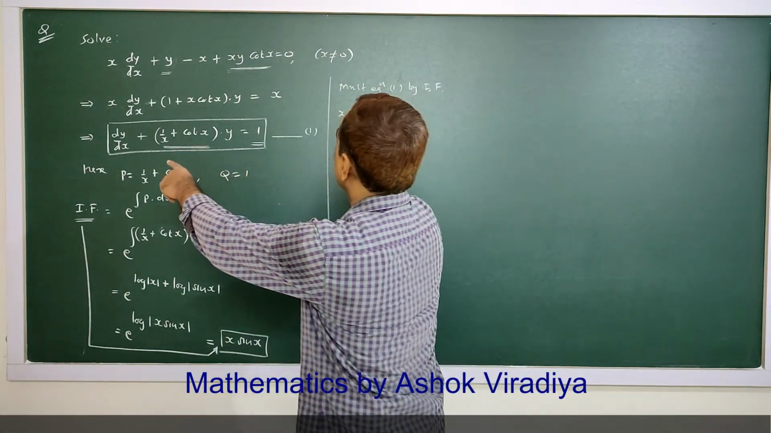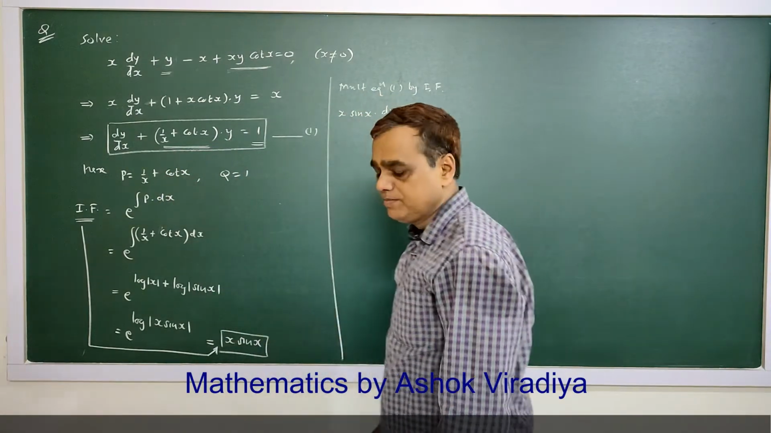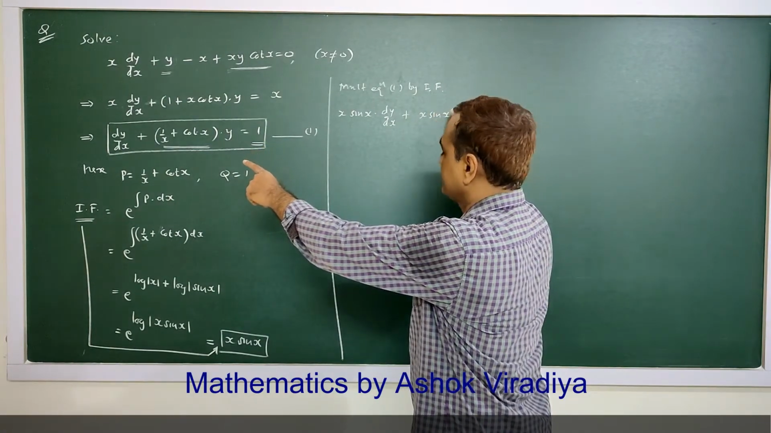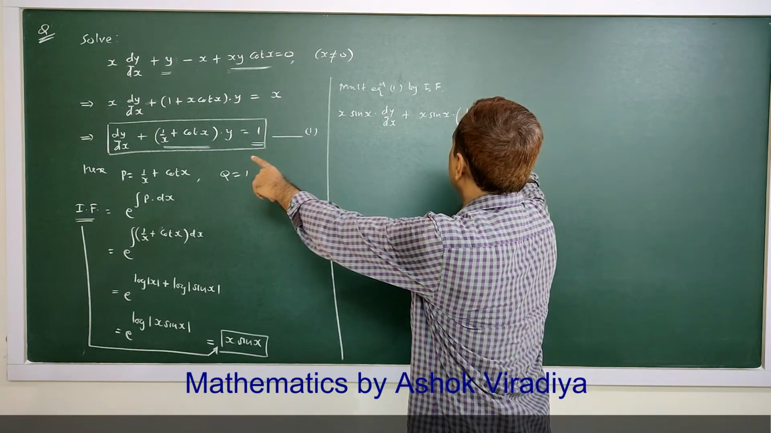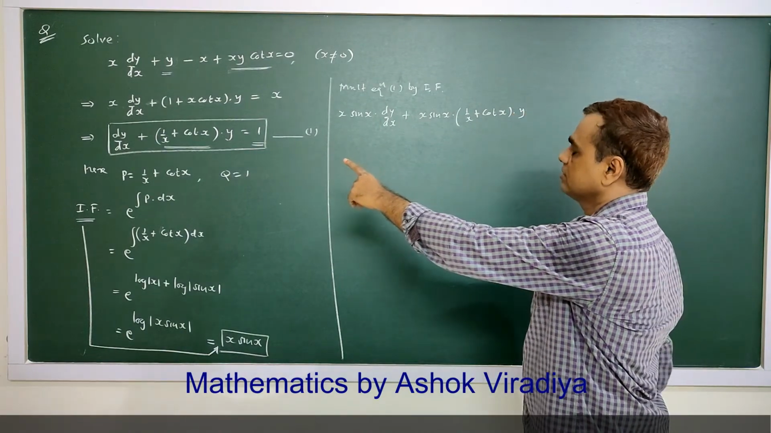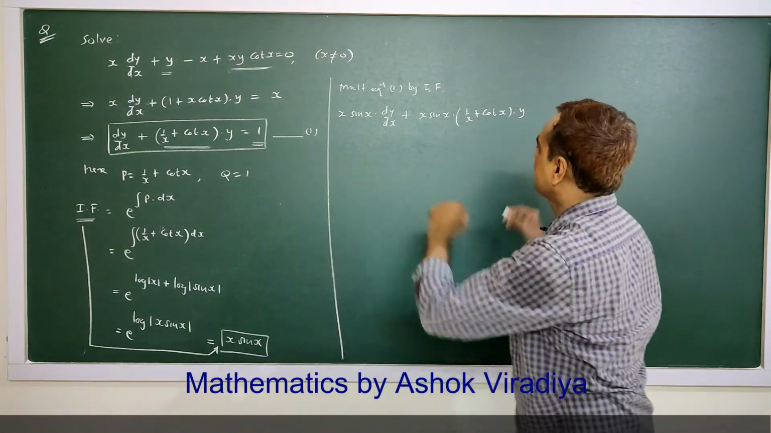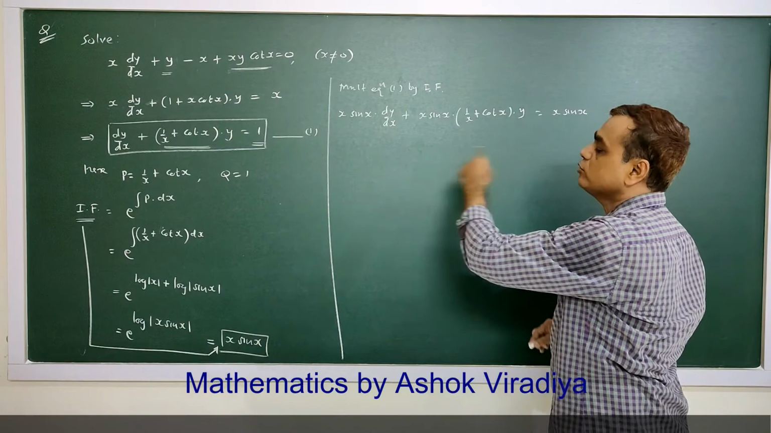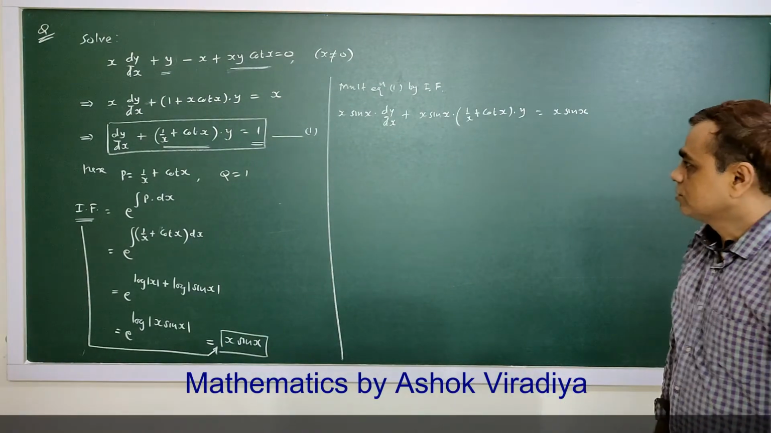x sin x into dy by dx plus x sin x into 1 upon x plus cot x into y. Here x sin x is multiplied, here x sin x is multiplied. On the right hand side, x sin x, 1 into x sin x is x sin x.